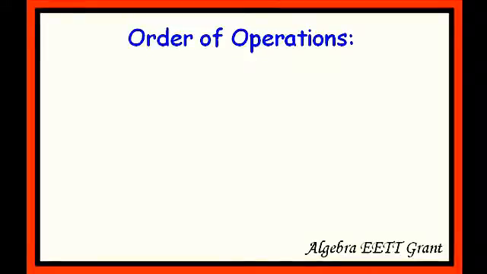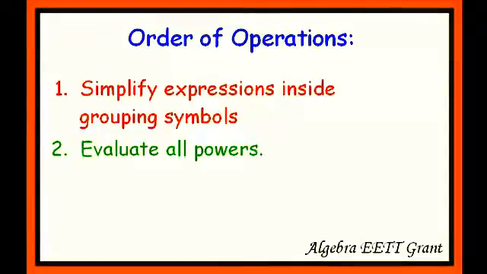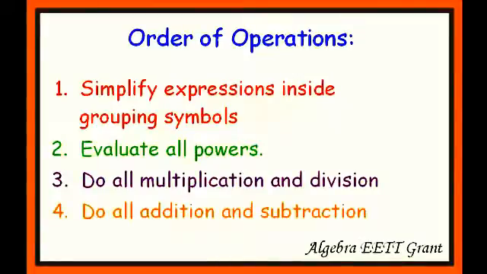The order of operations. The first one is simplify expressions inside grouping symbols. The second one is to evaluate all powers. The third one, do all multiplication and division. And last, do all addition and subtraction. Whenever I say do all multiplication and division and do all addition and subtraction, I mean from left to right as you read the expression.